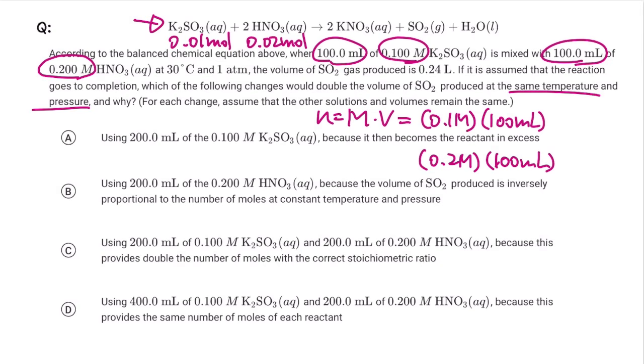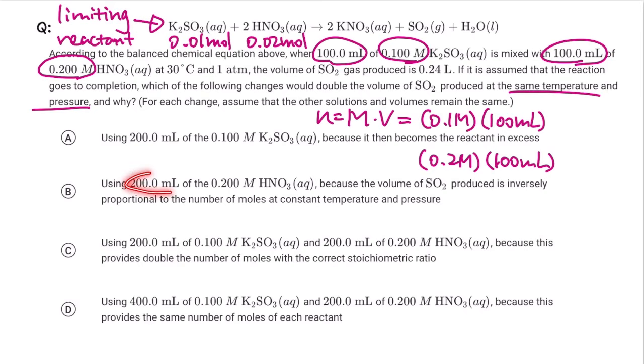So obviously, the potassium sulfide is the limiting reactant, which means the amount of the product produced depends on the amount of the limiting reactant. So if I want to double the production of the product, then I will have to double the limiting reactant. So the right answer will be A, using 200 milliliters of 0.1 molar of potassium sulfide, because it then becomes the reactant in excess. Well, even if you double it, it's not going to become the reactant in excess. The amount of the two reactants balance out.